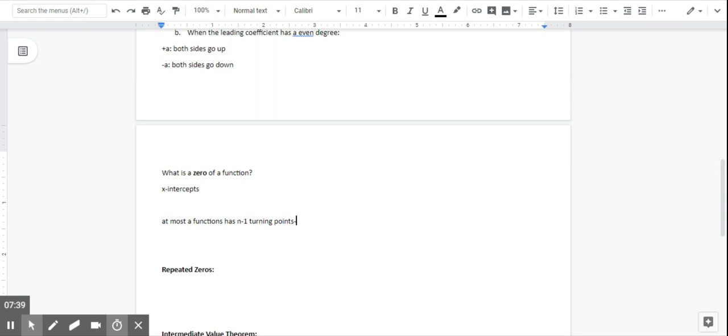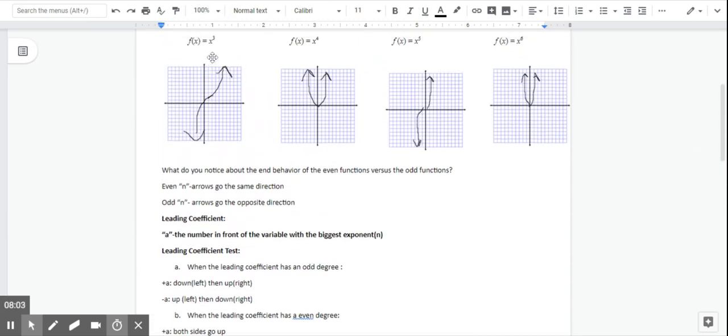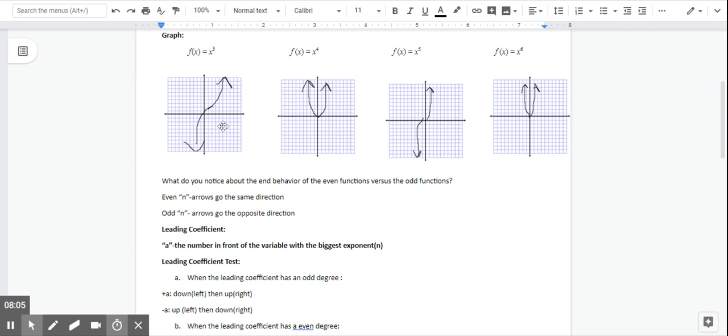If you think about turning points, those are relative maximums and minimums. Our function also has, at most, n real zeros. It doesn't mean that it has that number of zeros, but at most, it could have that many zeros. So here, for x to the third, this function could have at most 3 zeros. Will it have all 3? Maybe, but not always.